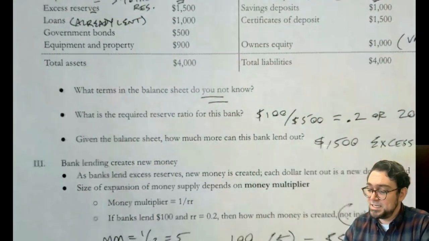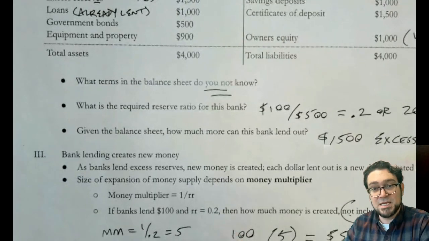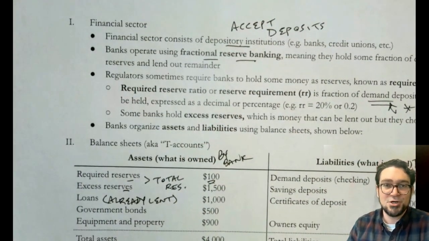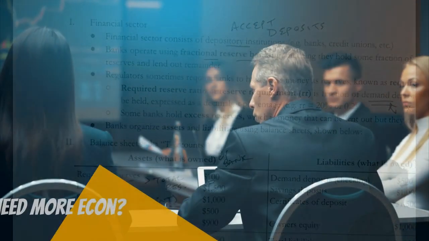Hopefully this helped you understand how banks create money through the process of making loans. Literally, they make a loan, new money gets created. Also, understanding balance sheets and the required reserve ratio. I'll see you next time.